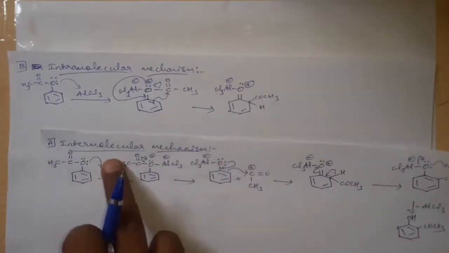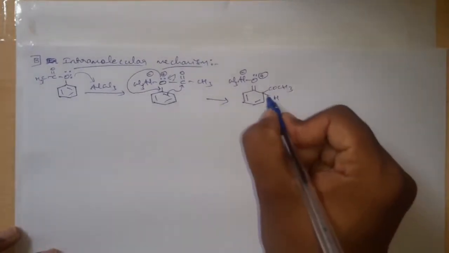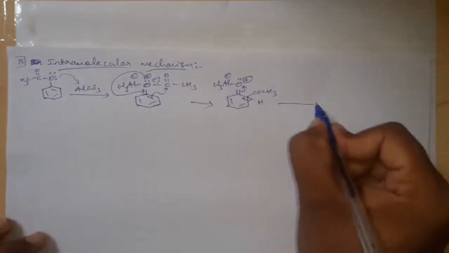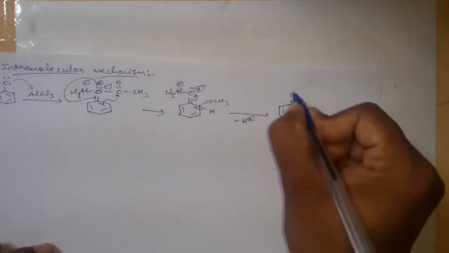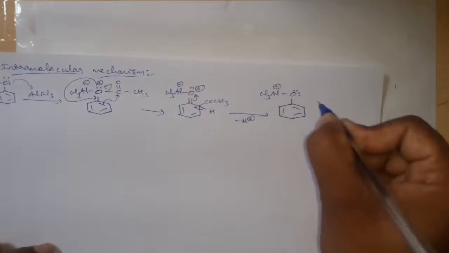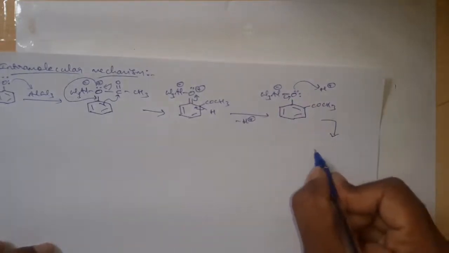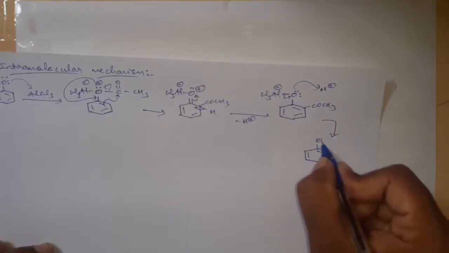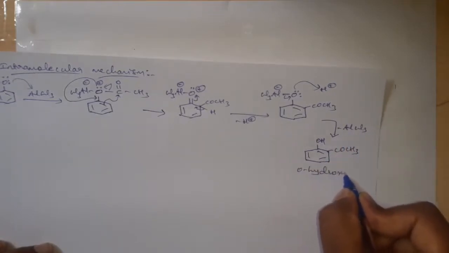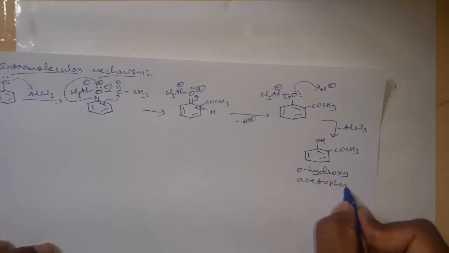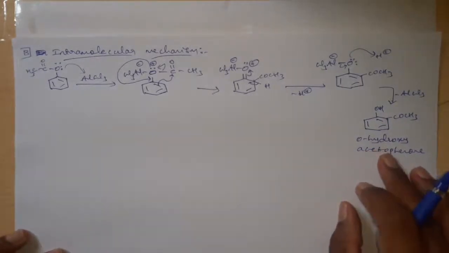Here also, no doubt, we are getting the same intermediate. In the intermolecular mechanism also we are getting this one, and in the intramolecular mechanism also we are getting the same intermediate. Then now back bonding takes place, and this will shift towards this one, deprotonation. It is a loss of proton, and this proton is then dragged by the oxygen atom, and this bond will break, which gives the final product OH COCH3. After the loss of AlCl3 we will get ortho hydroxyacetophenone. This is the intramolecular mechanism for the Fries rearrangement for the formation of ortho hydroxyacetophenone.